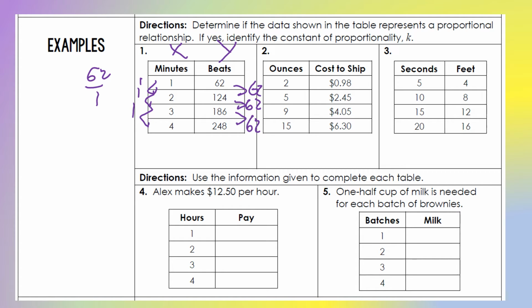Now we need to determine if this is going through the origin at point 0, 0. If I subtract 1 from 1, it equals 0. And if I subtract 62 from 62, it also equals 0. So this goes through the origin. Yes, this is proportional, and my k, the constant of proportionality, is 62 over 1, or you could just write 62.